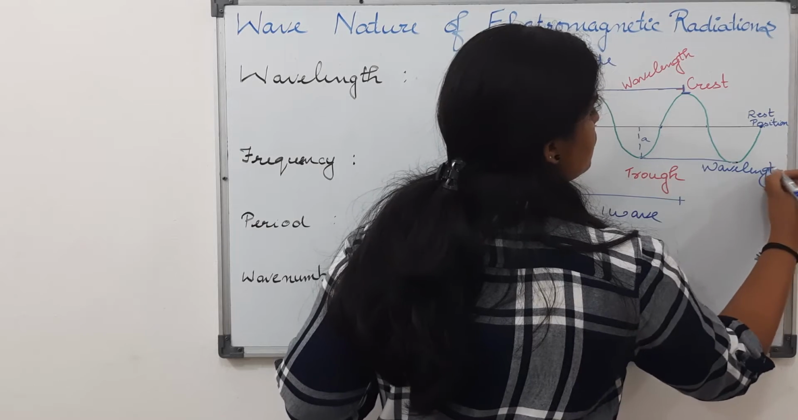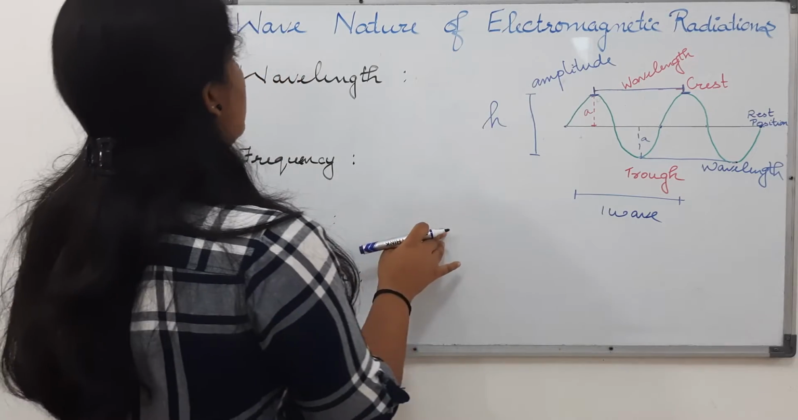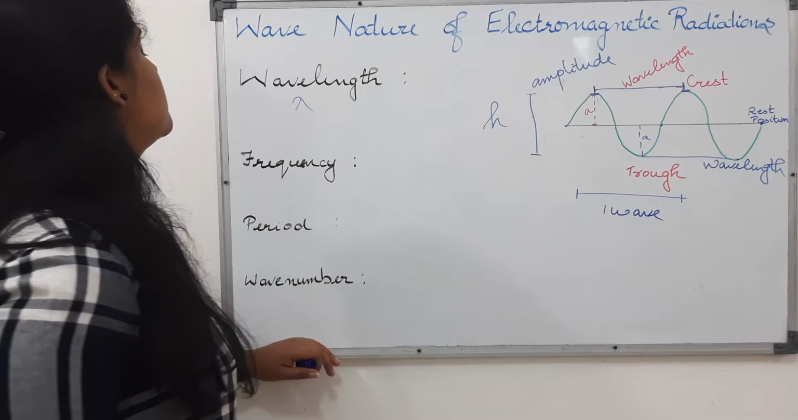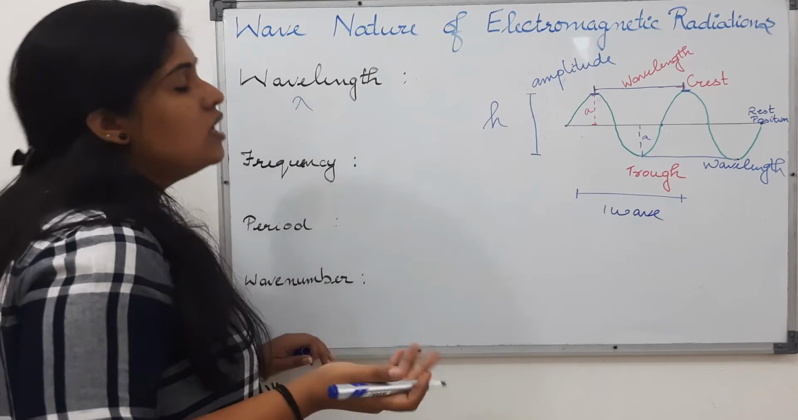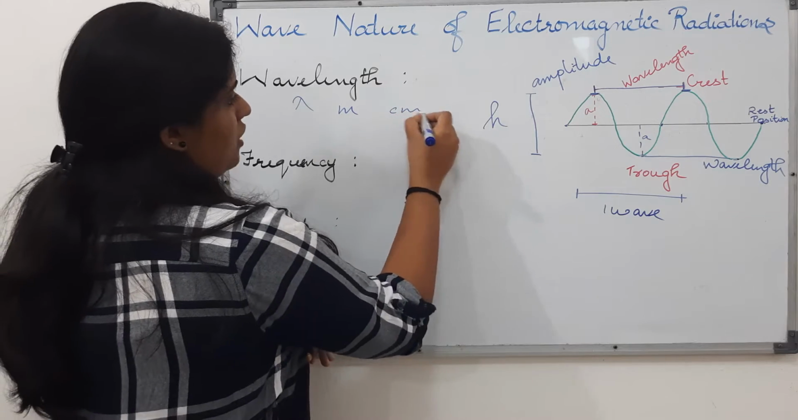The distance between two crests or two troughs is given by the term wavelength, that is represented by the Greek letter lambda. Okay, and since wavelength is length, its SI unit would be meters, or I can say maybe centimeters also.